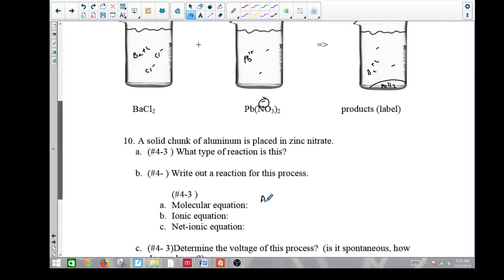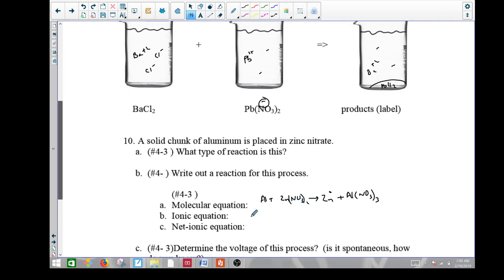Aluminum plus zinc nitrate, Zn(NO3)2, goes to zinc. Now zinc is its own single metal, no charge, plus aluminum nitrate, Al(NO3)3. Alright, now again, just because it's written together doesn't mean they're actually together.